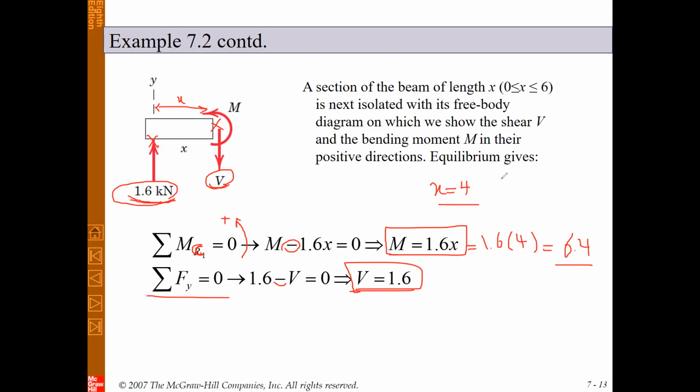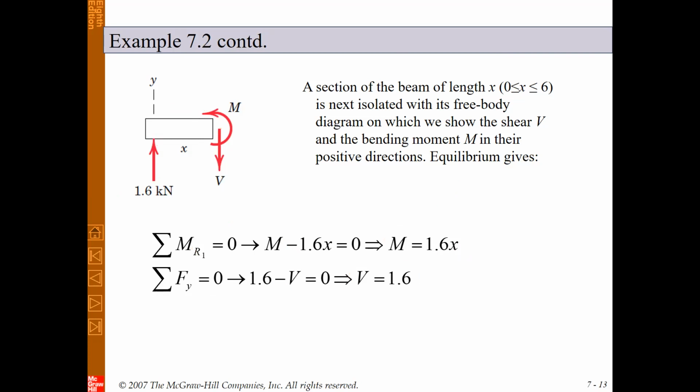Or if I ask you about the bending moment at x equal to 5, you only need to substitute x equal to 5 in this equation, and then you can extract that M is 1.6 multiplied by 5, which is equal to 8. So you can obtain the bending moment at each point in this interval between 0 and 6, and the shear force between 0 and 6 is equal to 1.6, a constant value. So this is the first section.